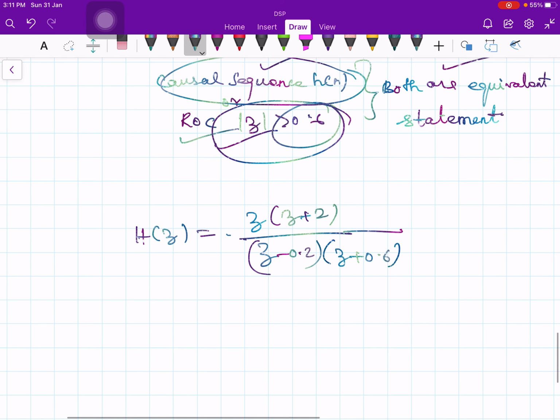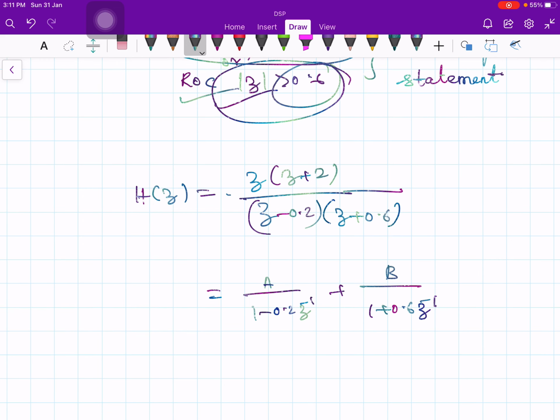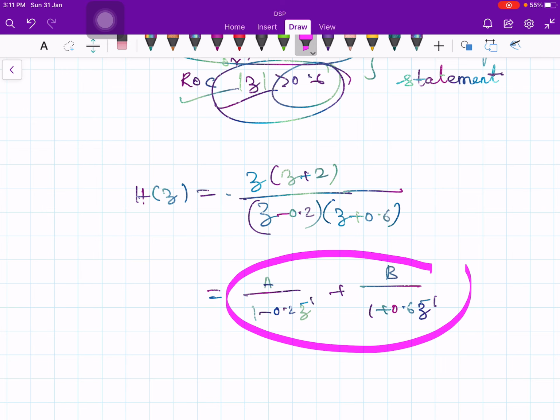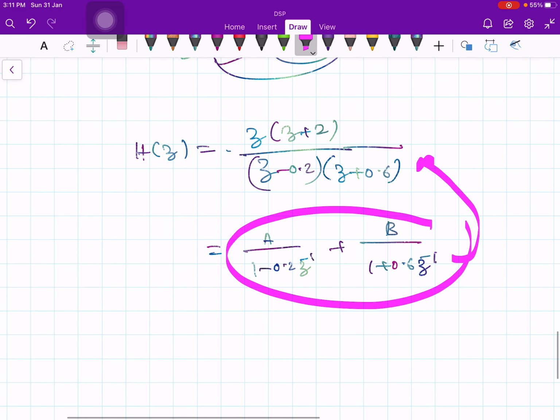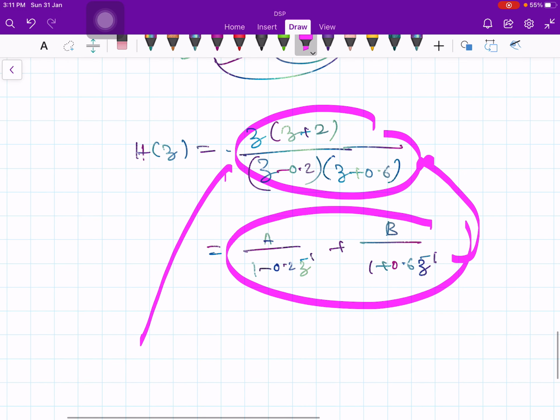So this we wrote in this form, right? A divided by 1 minus 0.2 z inverse plus b divided by 1 plus 0.6 z inverse. Now how do you know that these two terms are adequate partial expansion of this? On the other hand, if you make partial fraction expansion of this, there will be a constant, right?